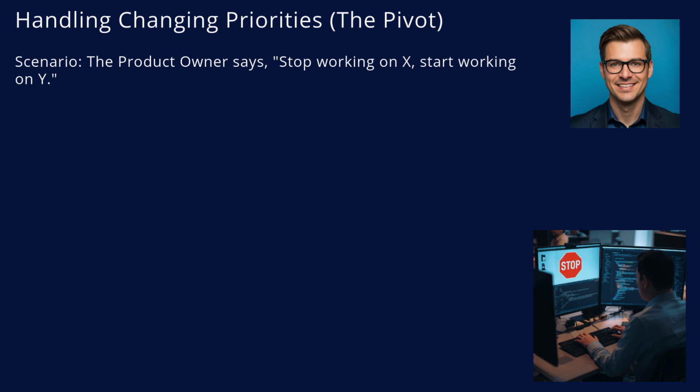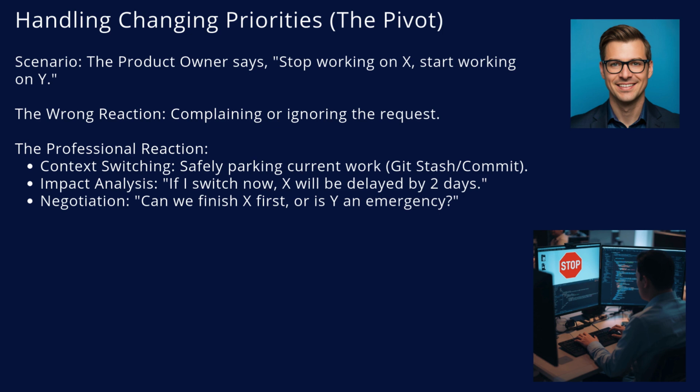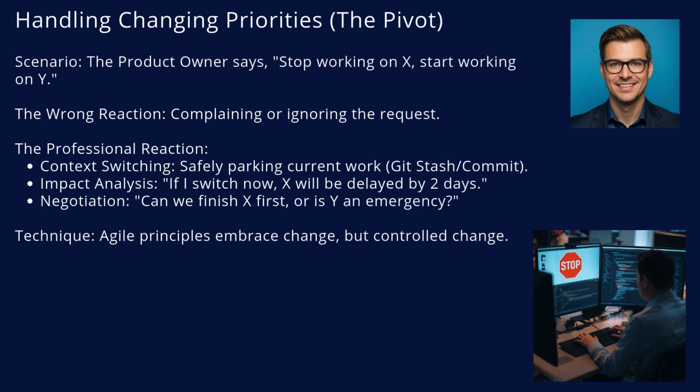Let's look at changing priorities. This is the pivot. Your product owner runs in and says, "Stop working on the login page, we need the payment page now." The wrong reaction is to get angry or ignore them. The professional reaction involves context switching. You must safely park your current code, commit it to a branch or use git stash. Then, you perform impact analysis. You tell the stakeholder, "I can switch, but this means the login page will be delayed by 2 days." This is negotiation. You give them the data to make the decision.